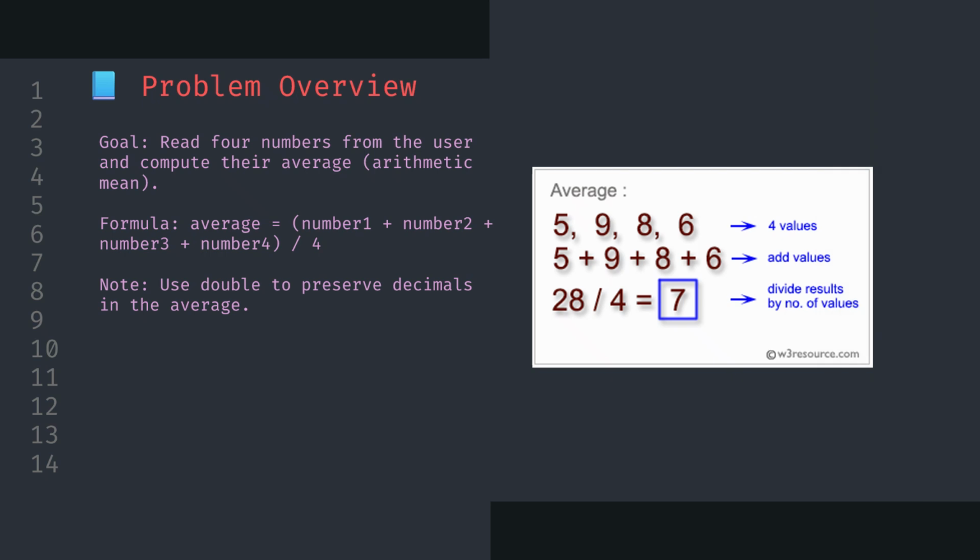We need to prompt the user for four numeric values, convert the input strings into numeric types, sum them, and divide by 4. By using double, we avoid losing fractional parts in the average, which is very important when inputs are not whole numbers. This is a great example of combining input handling and simple arithmetic.